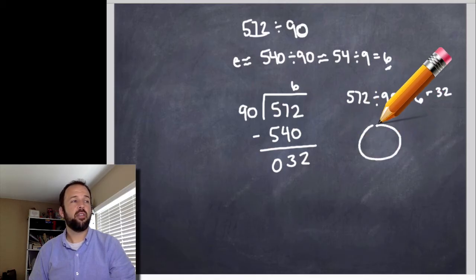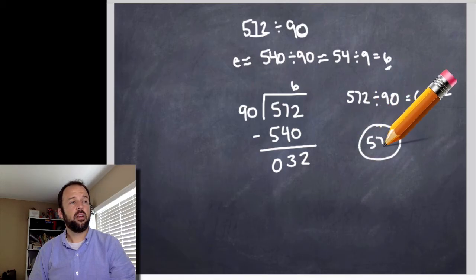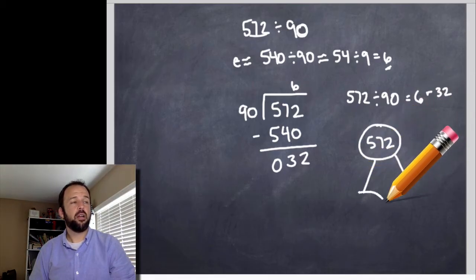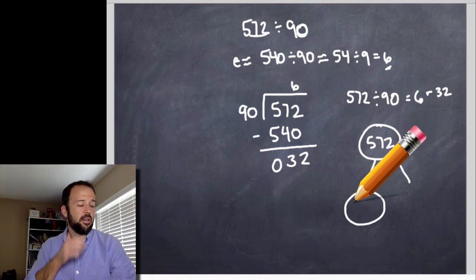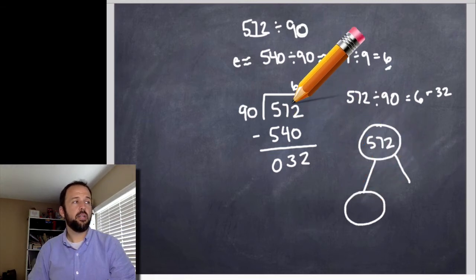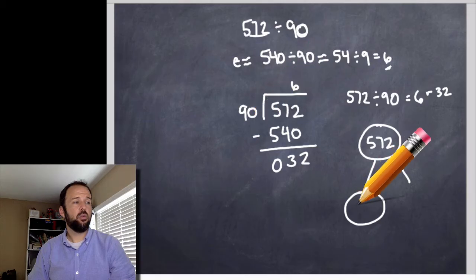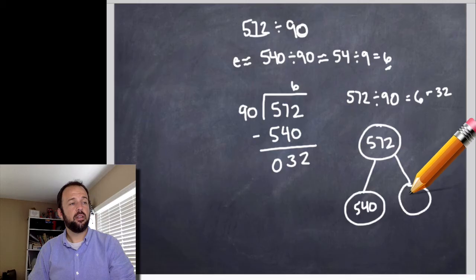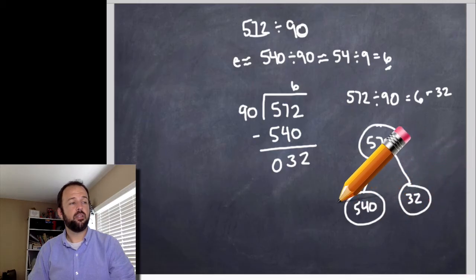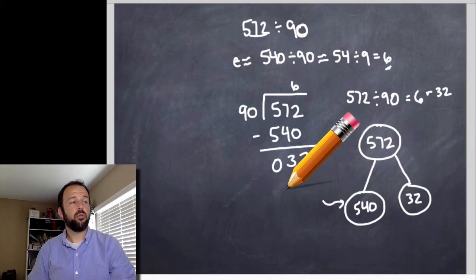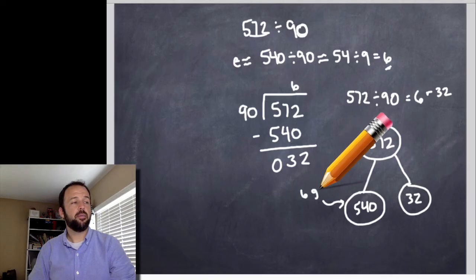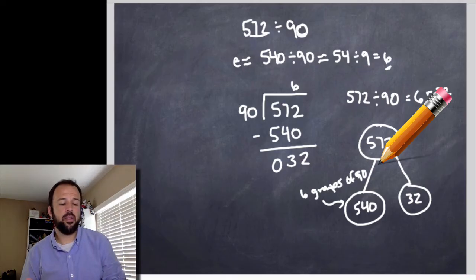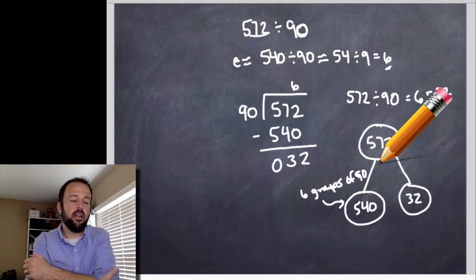Again, just to think of this visually in another way, 572, as far as a number bond goes, would be 6 groups of 90, right? 6 groups of 90, which would give us that 540, plus 32. Okay, we just got to remember that 540 is 6 groups of 90. So hopefully this is starting to make a little bit of sense. You guys are going to practice with this some more in this lesson.